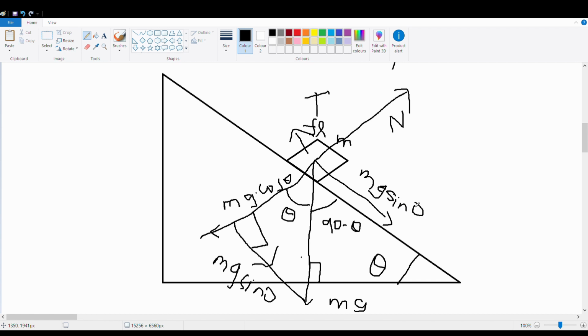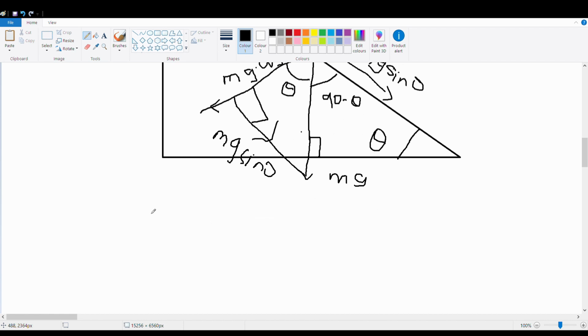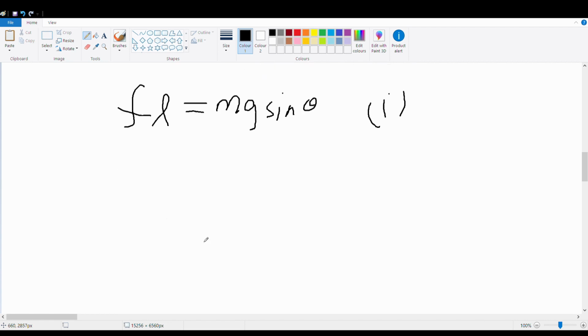So although the actual force mg is neither parallel nor perpendicular to the incline, we can resolve it into components such that we get one component that is parallel to the incline and one component that is perpendicular to the incline. And now we can apply Newton's second law in both the vertical and horizontal directions. So we can say here that FL is equal to mg sine theta. Alright, this will be our equation 1, and we can also say that N, now we can equate this N to mg cos theta.